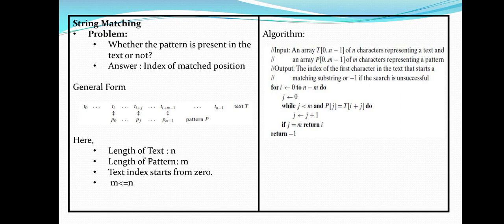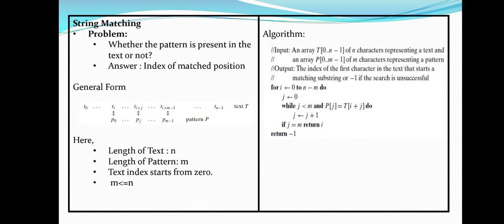So once the substring is matching with the text, and it comes out of the while loop, j will be equal to m, right? So if j equal to m, it will return i, the starting index of the matching substring. Otherwise, if j is not equal to m, it will go to the next statement, that is return minus 1. So it means there is no match of the pattern in the search string, right? So this is the algorithm.